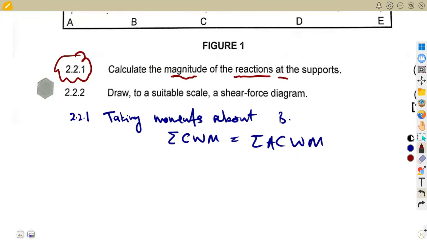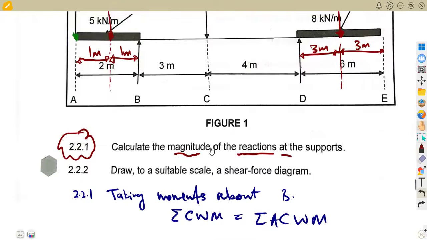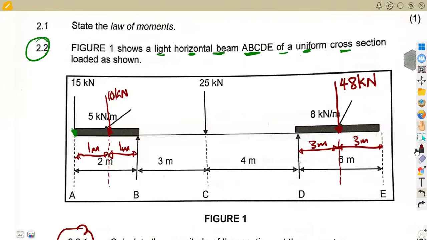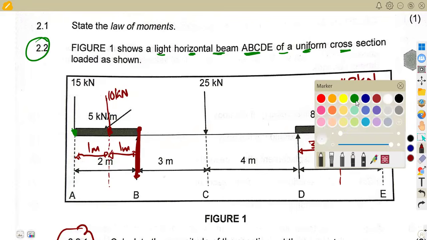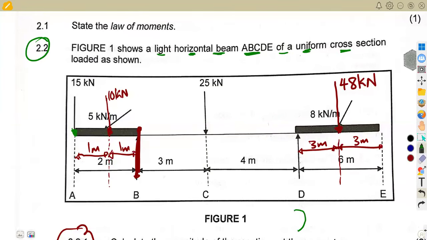How do we take our moments? Clockwise from B. Remember, it's about B, this point here. About the point B, the clockwise is moving this way. This is how the clock moves. That is the clockwise, and anti-clockwise is the other way around.